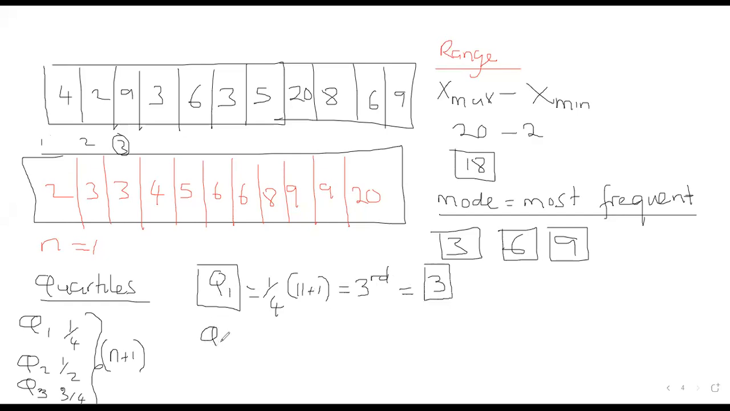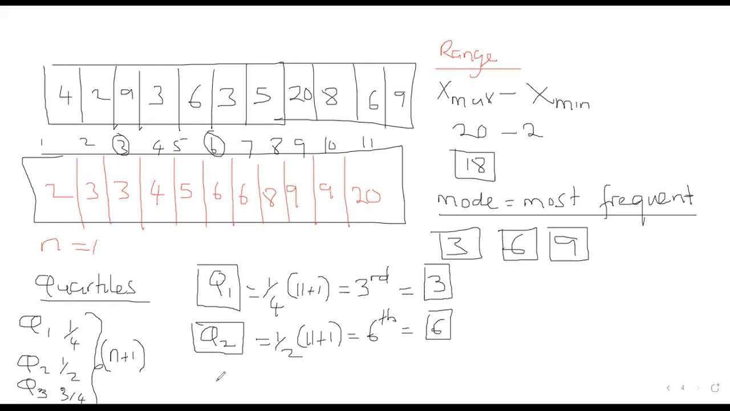The second quartile, what formula do we use? Half of n plus 1. So 11 plus 1 is 12. So half of 12 is 6. So let's go to the 6th position. 1, 2, 3, 4, 5, 6, 7, 8, 9, 10, 11. So the 6th position is what? 6. Coincidentally, not always that it will be 6. Yeah, so 6. All right.